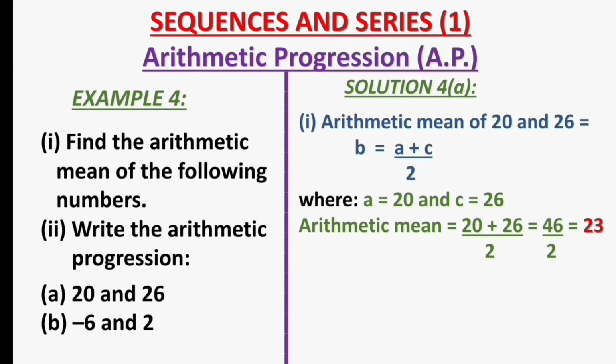In example 4a, the numbers are 20 and 26. So a being the first number is 20 and c being the third number is 26. So the arithmetic mean b is 20 plus 26 divided by 2. That will give us 46 divided by 2. The arithmetic mean in Roman figure 1 is 23.